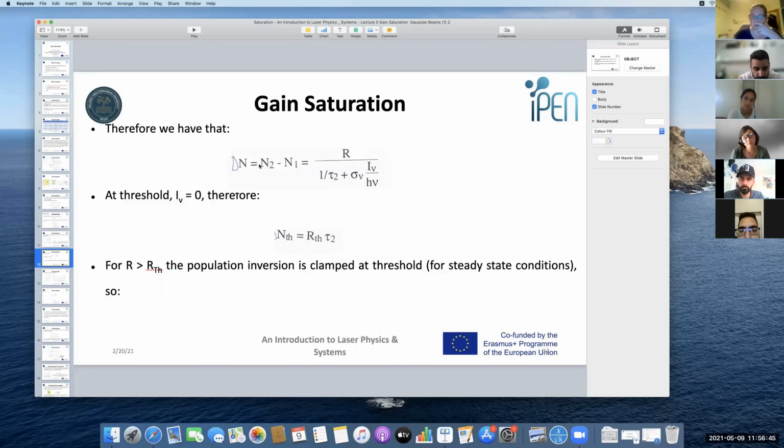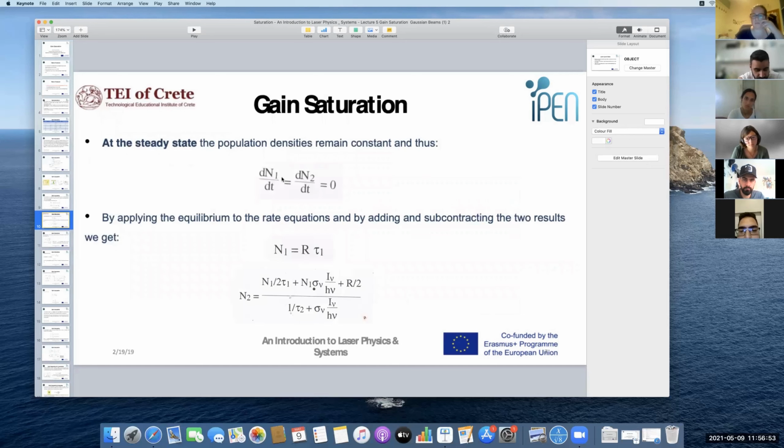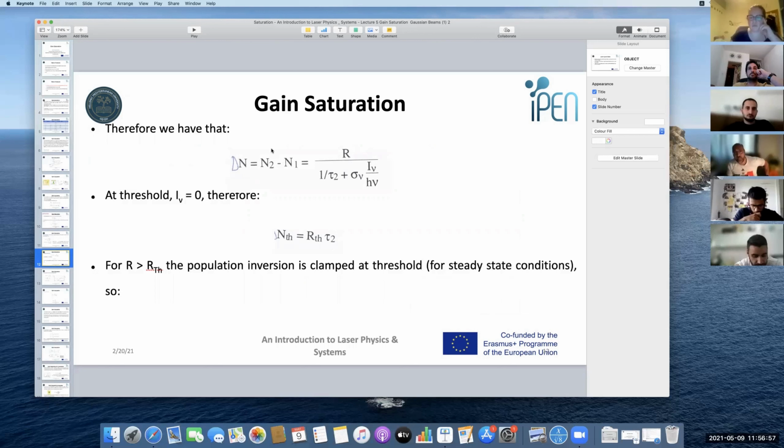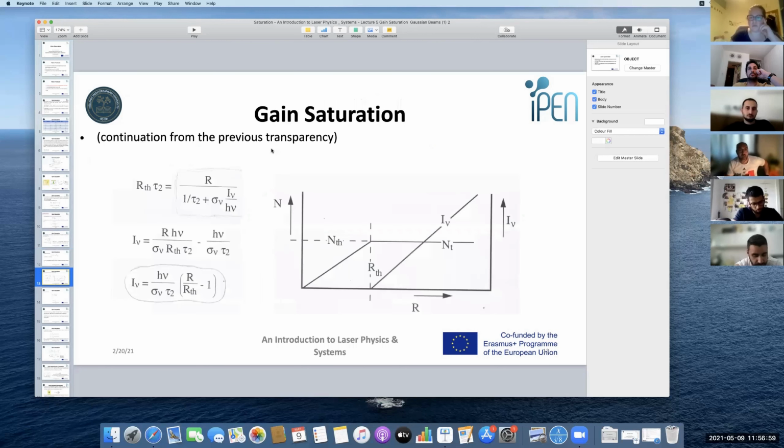So at the beginning, it's like Ni2 minus Ni1. We are at steady state because this expression came as a result of the steady state. So we just have to replace. And solving for I_NE, for the intensity of our laser beam, what can we see? We can see this one. So look at the figure now.